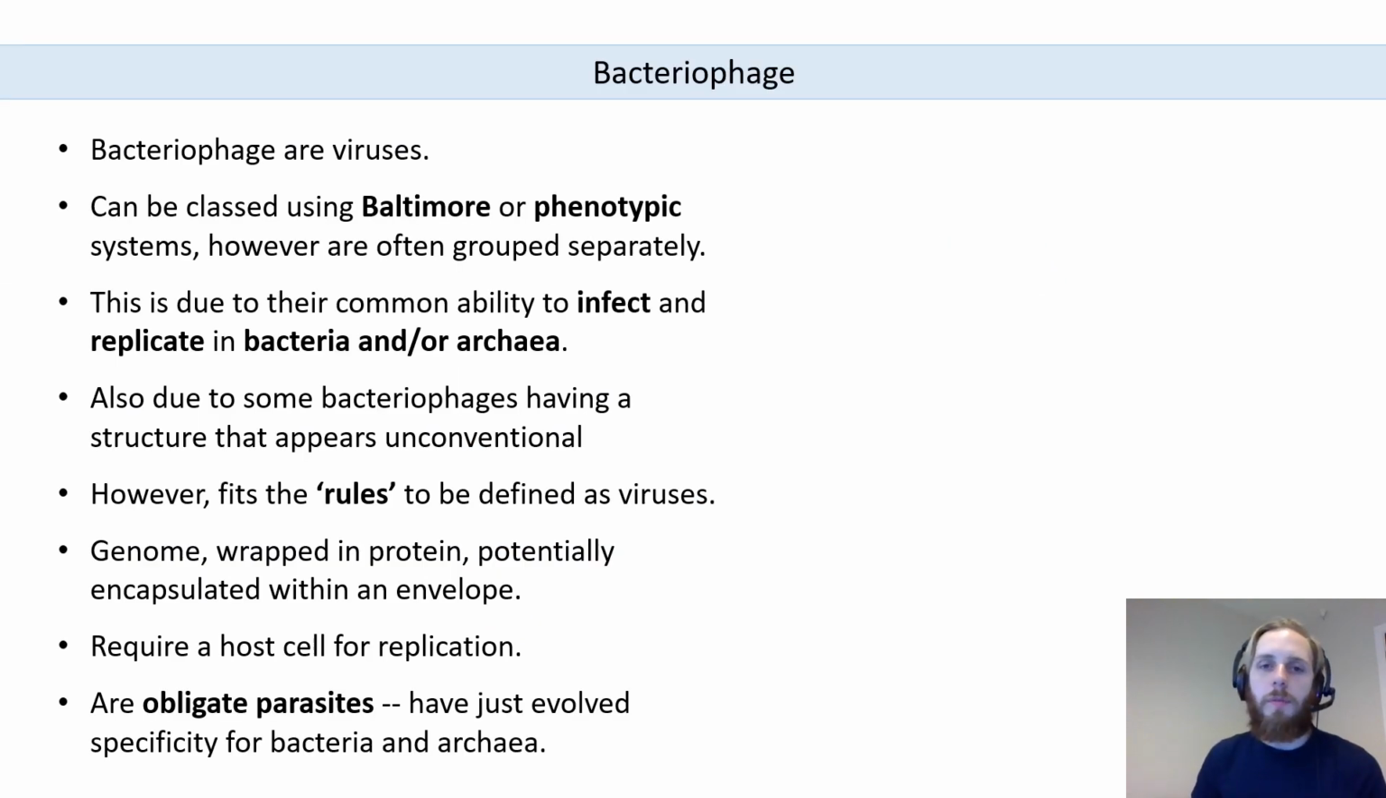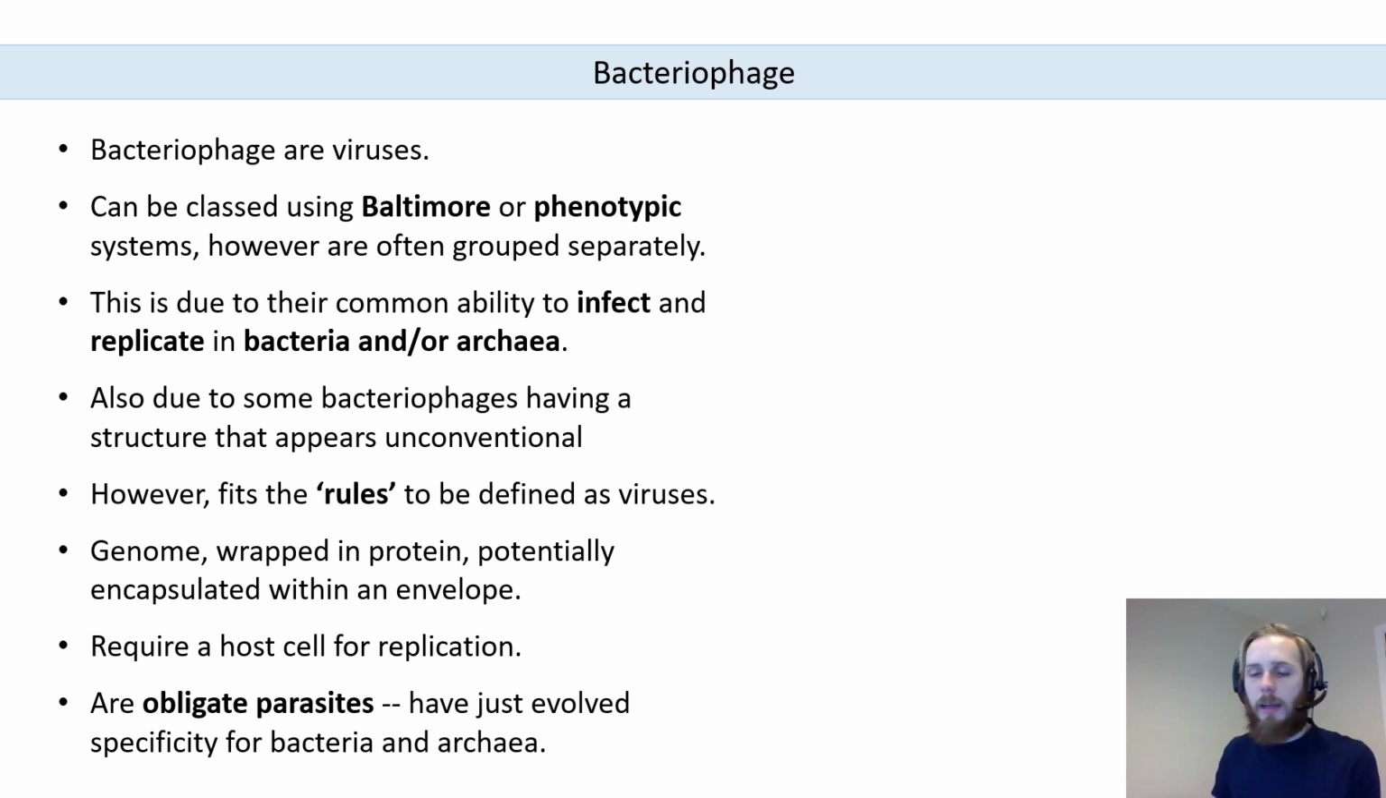So the first thing we want to do is establish what bacteriophages are, and make sure we have an actual understanding of them. Again, the first thing to emphasize is that bacteriophages are viruses. They're a group of viruses. They fit the criteria to be defined as viruses. In the earlier lectures in the module, we spent quite a bit of time defining viruses and exploring what a virus actually is, and by all those definitions, bacteriophages can be classed as viruses. We even classify them in the same way. We can classify them using the Baltimore system, and we can classify them using phenotypic systems as well.